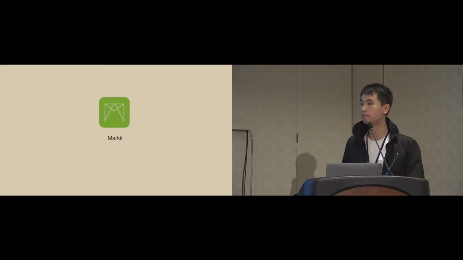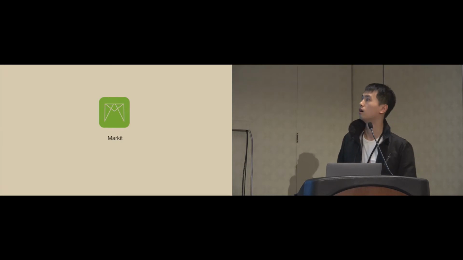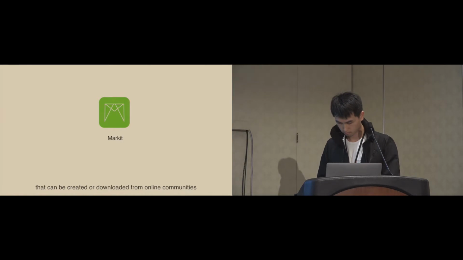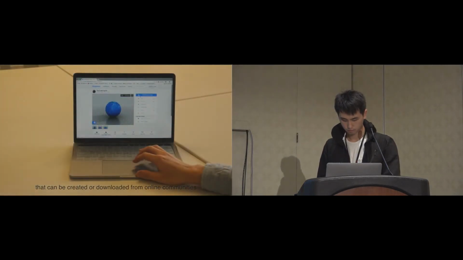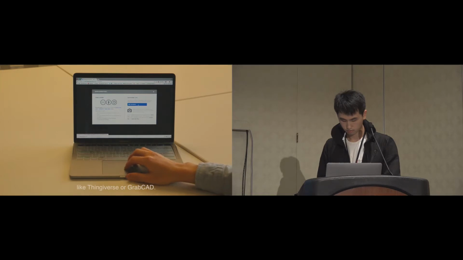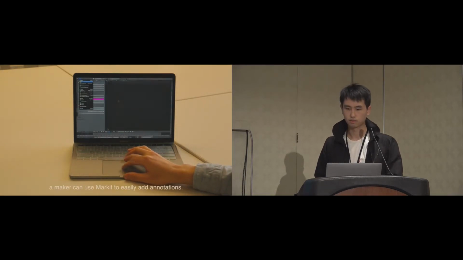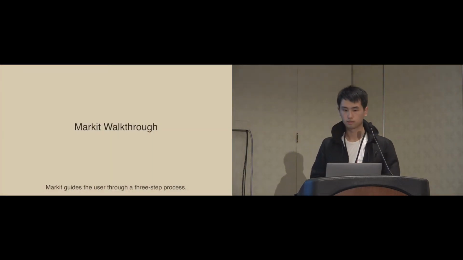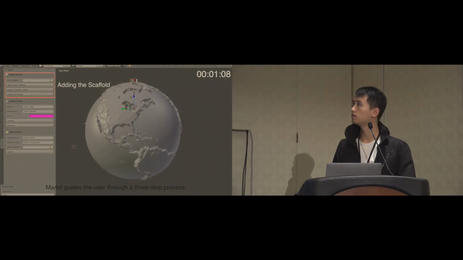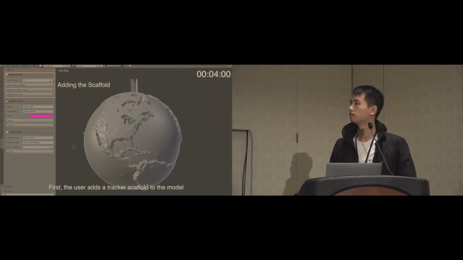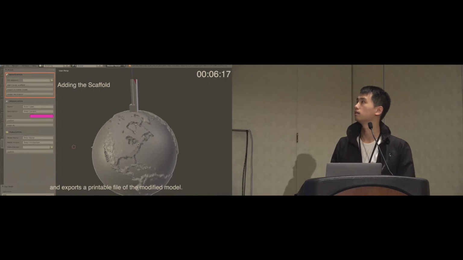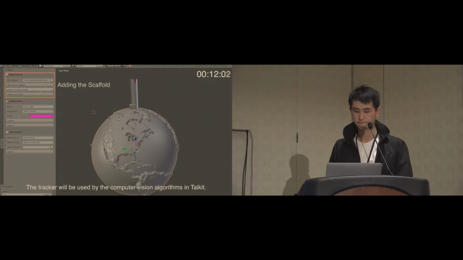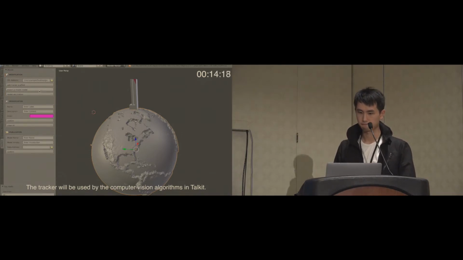This video shows how to use Markit to annotate a globe model. Markit enables makers to annotate models that can be created or downloaded from online communities like Thingiverse or GrabCAD. Once we have a model, a maker can use Markit to easily add annotations. Markit guides the user through a 3-step process. First, the user adds a tracker scaffold to the model and exports a printable file of the modified model. The tracker will be used by the computer vision algorithm in Talkit.